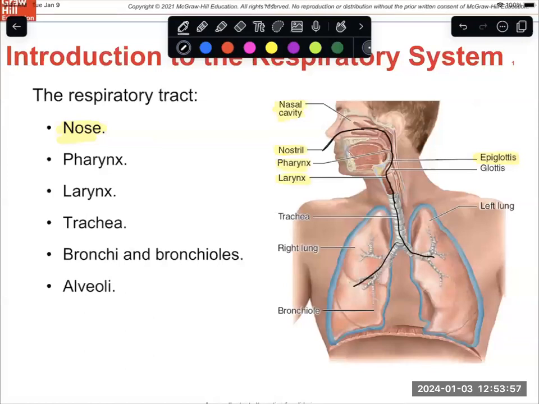Alveoli is the main site of gas exchange. They're these little teeny tiny air sacs. It almost looks like a big bunch of grapes, the way they're set up, but it's these little air sacs that are made of that simple squamous epithelium, that really thin tissue that allows that gas exchange to occur.